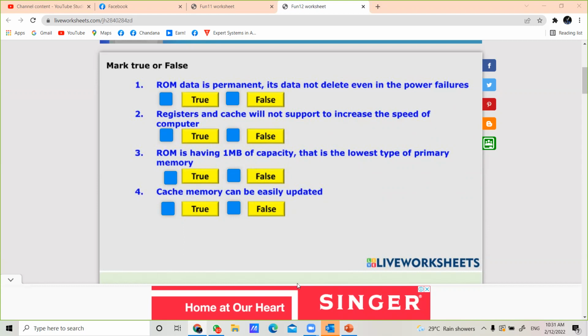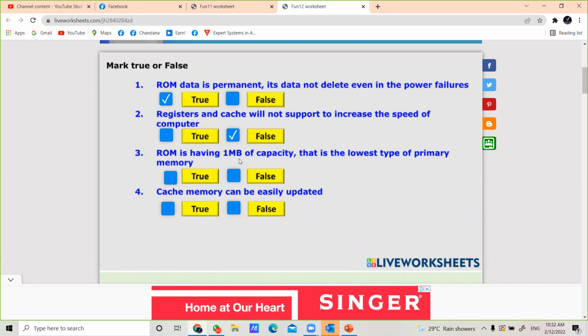Right. ROM data is permanent. Its data is not deleted even in a power failure. True. Registers and cache will not support increasing the speed of the computer. That's false, because registers and cache also help improve the speed of the computer.